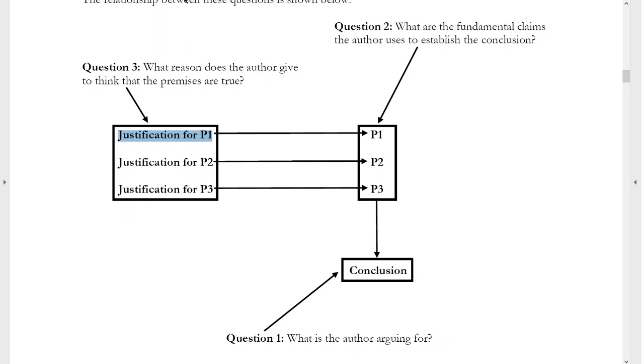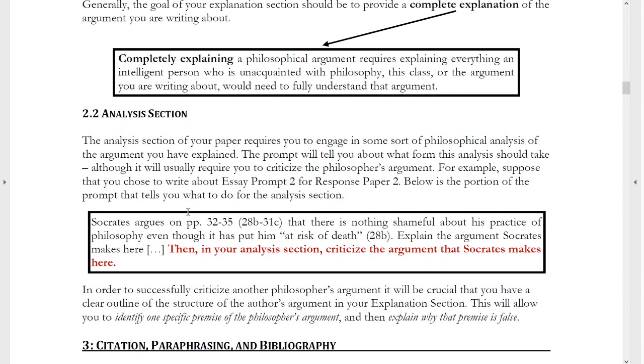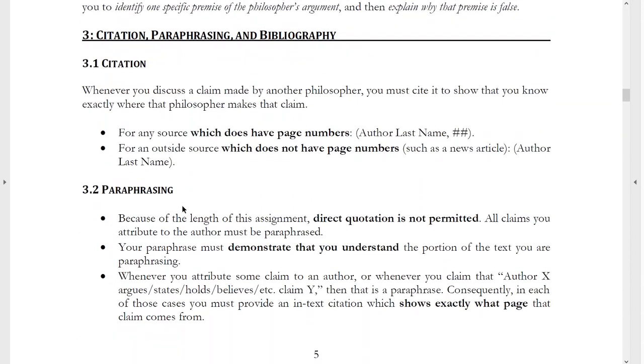Okay, so again, hopefully you'll get more used to philosophical analysis and criticism as we go throughout the class, but those are some of the guidelines I would give. So next, let's talk a little bit about citation. So first, this paper requires you to use in-text citation. And so the format you would use would be the following. For any source which has page numbers, you would use the author's last name and then the page number.